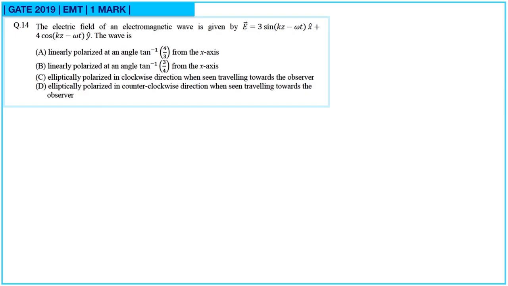Question number 14. The electric field of an electromagnetic wave is given by E bar is equal to 3 sin(kz minus omega t) x cap plus 4 cos(kz minus omega t) y cap. The wave is... Here E is given, and let us consider that it is at z is equal to 0.